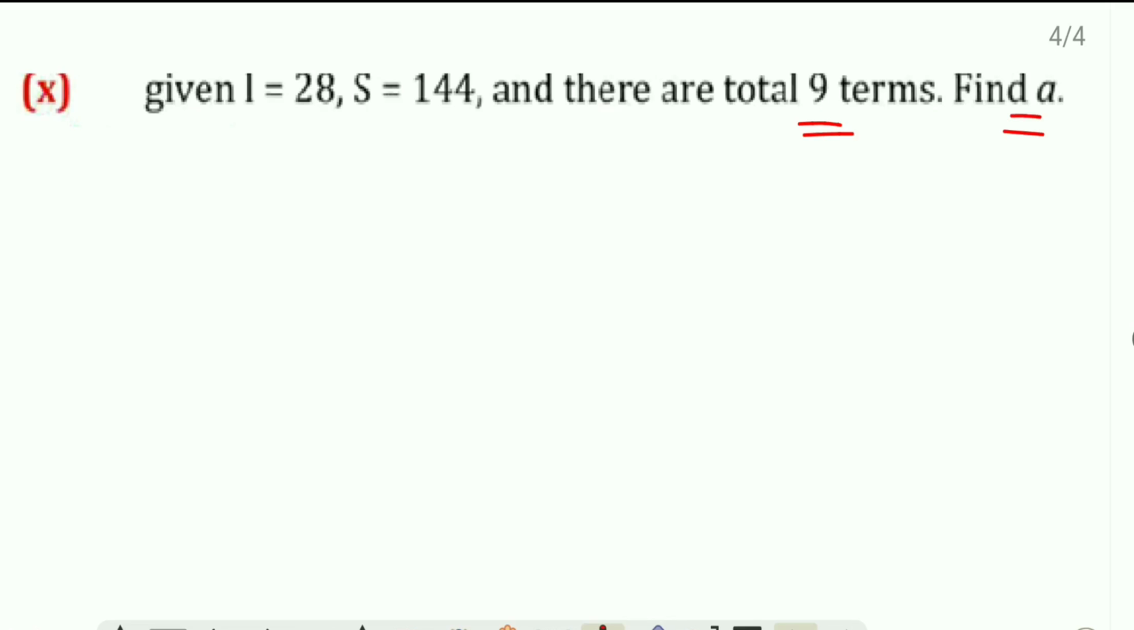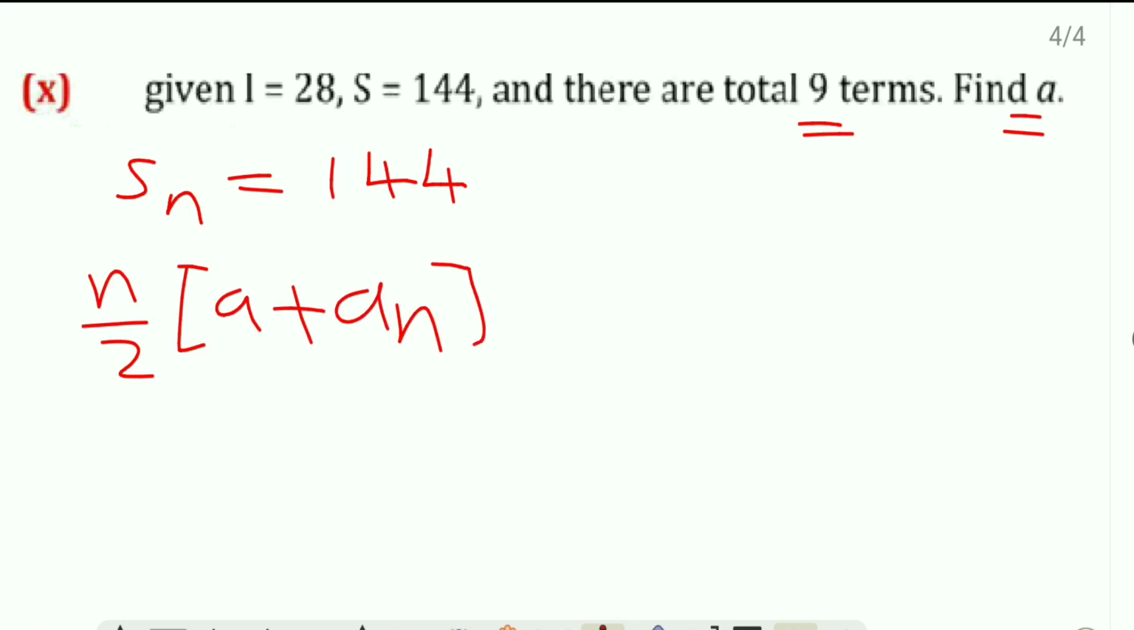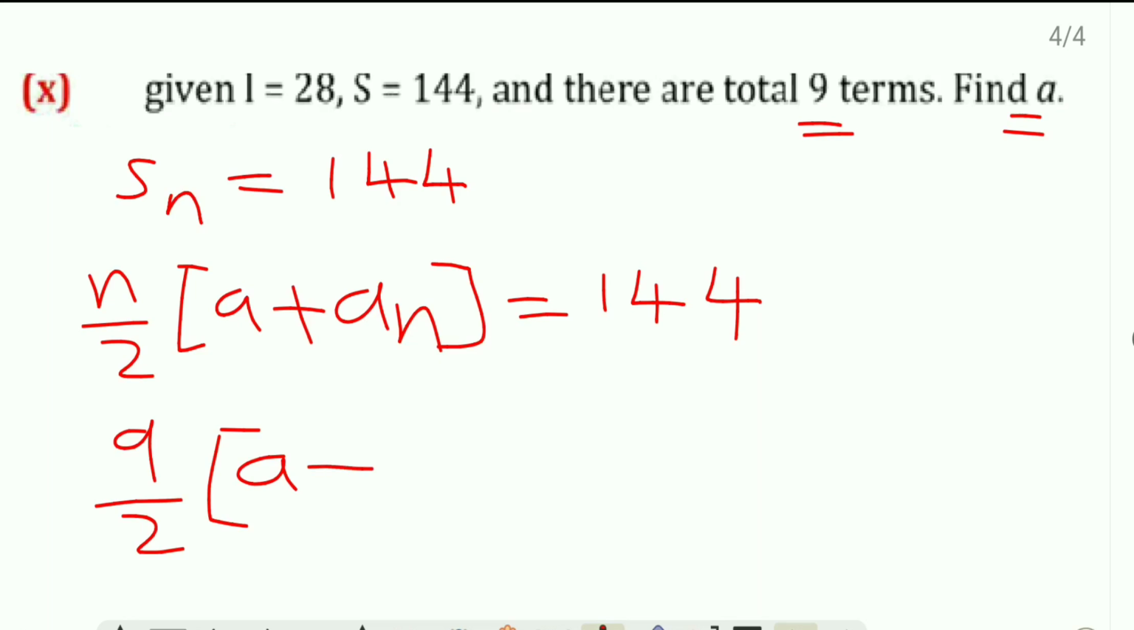So I will use the second formula for the sum of n terms. So here I am writing the sum of n terms, which is equal to 144. Here n is not given, but consider that is n. Okay. Here n by 2 in the bracket first term plus the last term, which is equal to 144. They said the total number of terms is 9, so it is 9 by 2. The first term we don't know, the last term we know, which is 28, which is equal to 144.